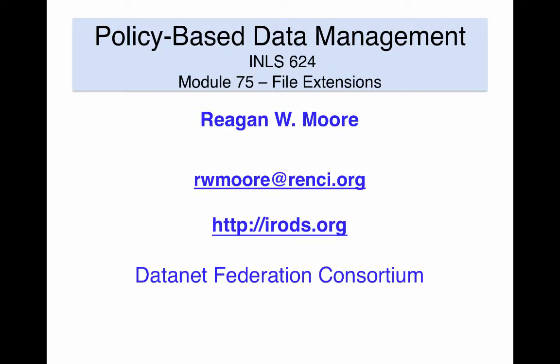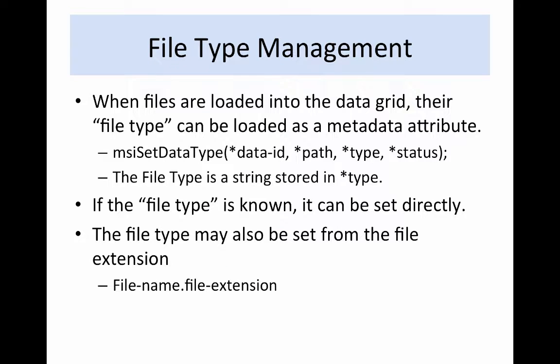File extensions can be used to identify the type of data format. The question is whether the identification can be automated. When files are loaded into the data grid, their file type can be loaded as a metadata attribute. The attribute can be queried to find all files with a given file type. The metadata can also be searched to find files that have an obsolete file type.